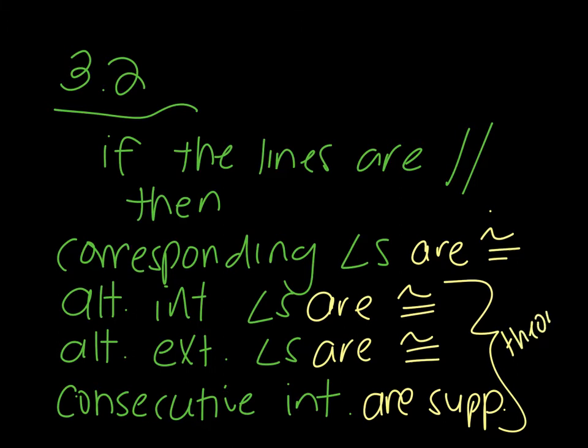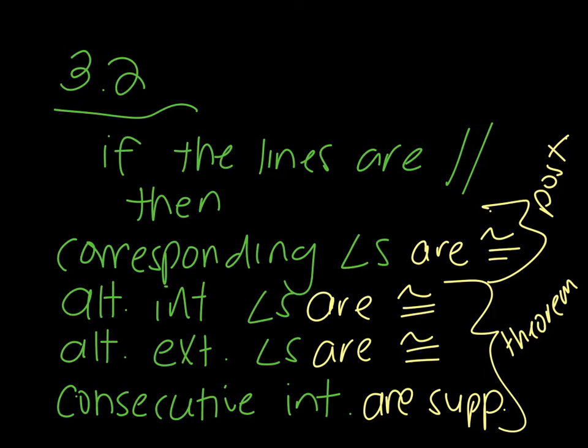Like if you wanted to name them, it would be alternate interior angles theorem, alternate exterior angles theorem, consecutive interior angles theorem. And this one is the postulate. Okay, corresponding angles postulate. But again, if you don't remember the name, just write it out. If the lines are parallel, then corresponding angles are congruent. If the lines are parallel, alternate exterior angles are congruent. So you might see a diagram that asks which of the angles would be congruent to angle 1 and why, that kind of thing.